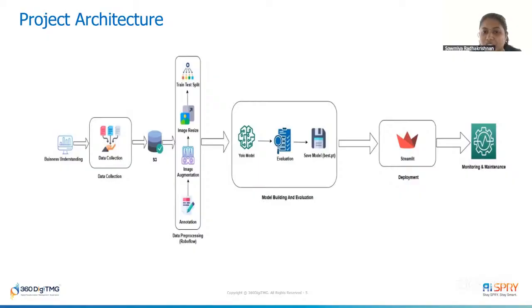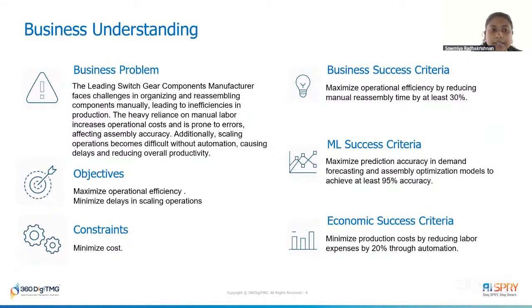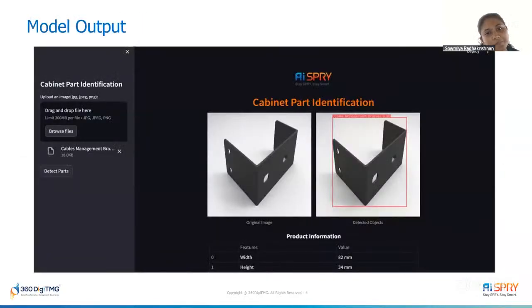So this is one of the major projects which had a pretty difficult scenario where we did encounter too many challenges. With respect to the ML success and business and economic success, we were able to reduce the manual labor by 30% and predict with an accuracy of 95 plus percent. And economically, we were able to reduce labor cost, giving them savings of up to 20 percent. Yes, Vivek, I think this is the model output that you're looking at, right?